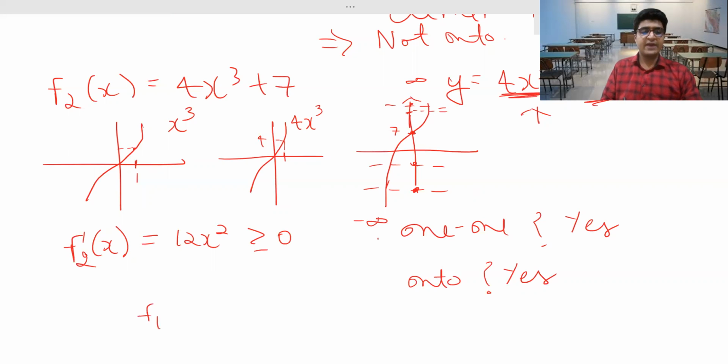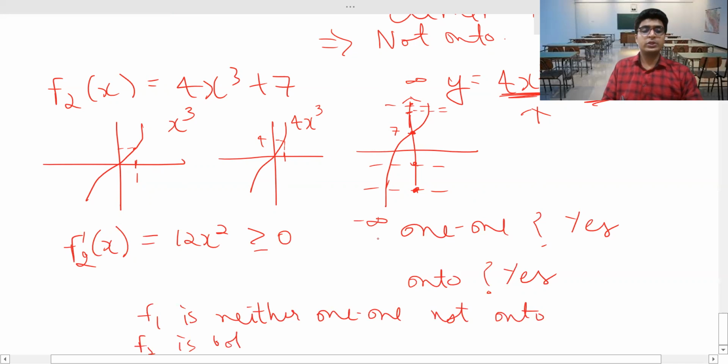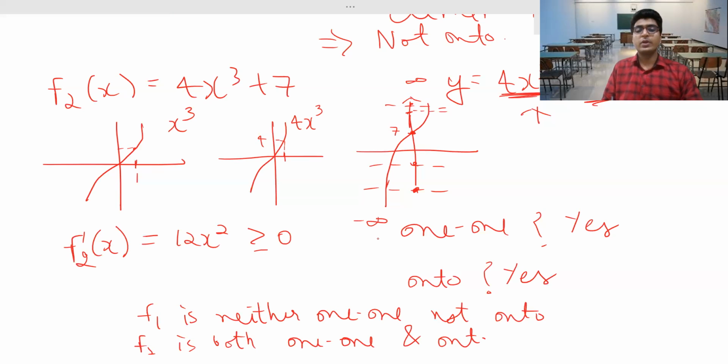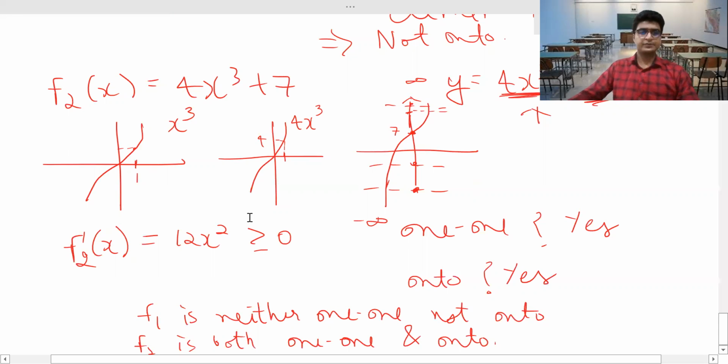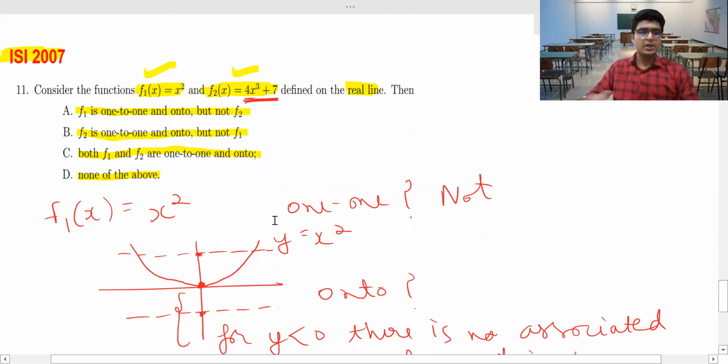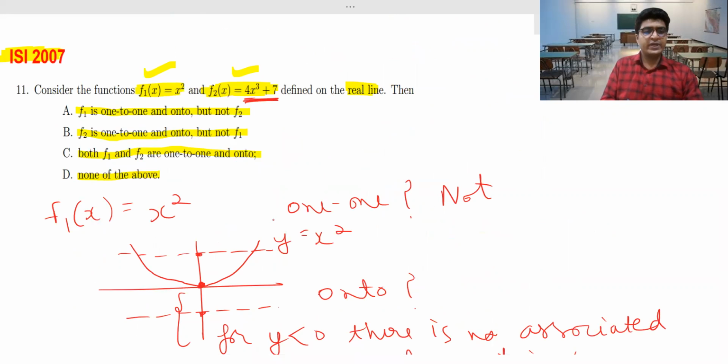So f1 is neither 1-1 nor onto, but f2 is both 1-1 and onto. Okay, let's look at the options. So f2 is 1-1 and onto, but not f1. So the answer is option B. f2 is both 1-1 and onto, but not f1.